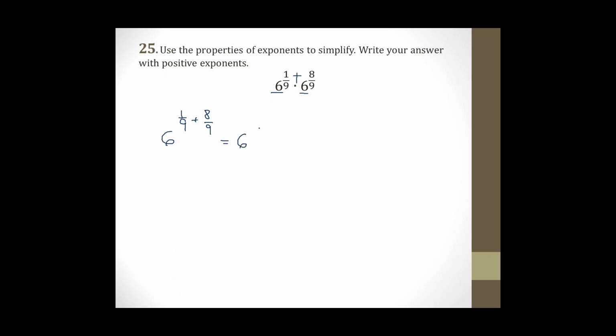Okay, which gives me 9 over 9. Now 9 over 9 is nothing else than 6 to the 1st power, which is nothing else than just 6. And that is answer choice C. Okay, so I'm just checking if anybody has any questions, but it doesn't seem like it.